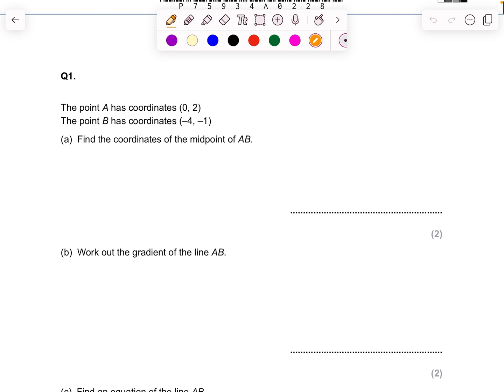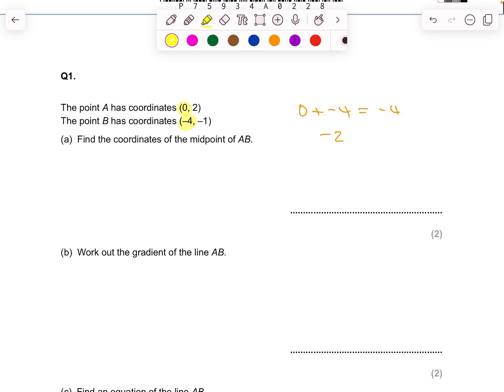Remember, you take the two x coordinates, add them and half them. So 0 plus minus 4 is minus 4, and then half of it gives you minus 2.